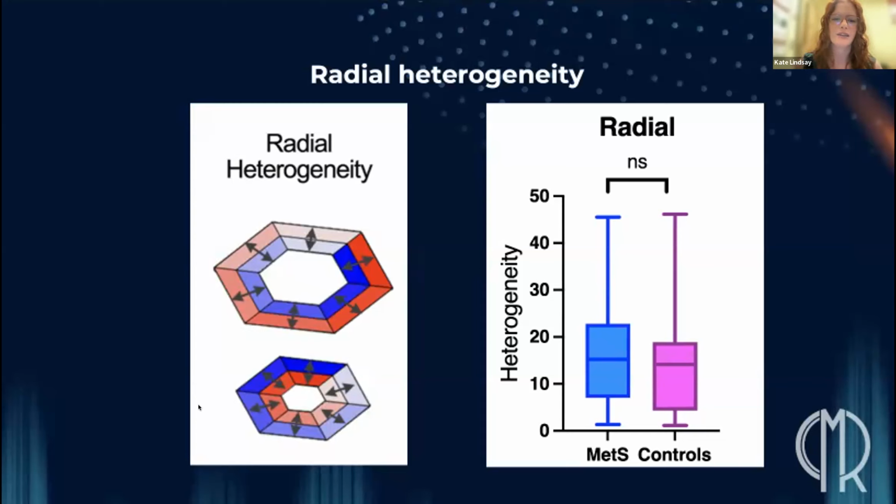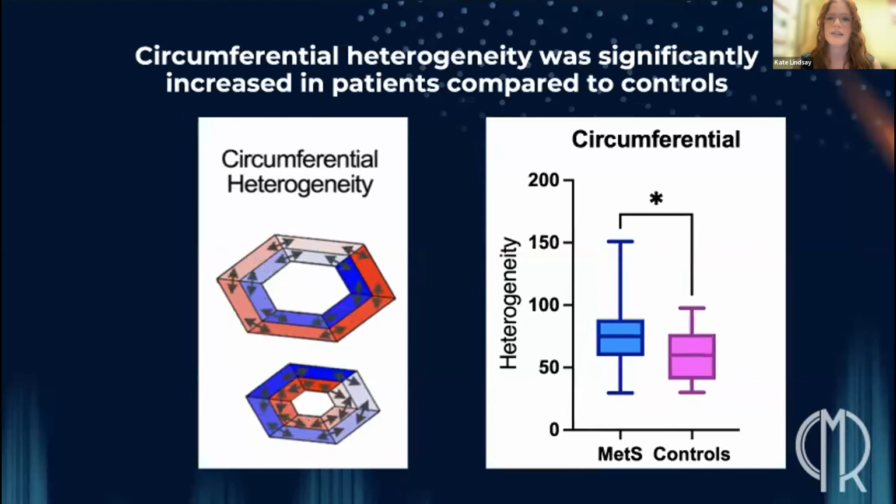So after that, we took a look at the circumferential heterogeneity. So to look at that, we looked at the sum of absolute differences between adjacent segments. And in that case, the metabolic syndrome patients had a significantly higher heterogeneity. So their mean was around 77 compared to about 60% in the controls. And this was significant with a p-value of 0.03.